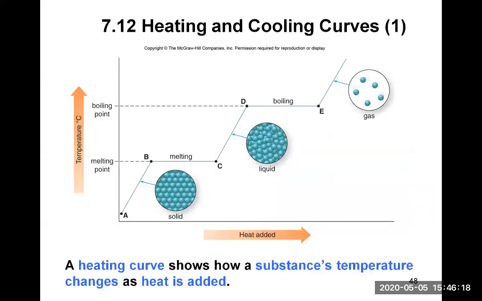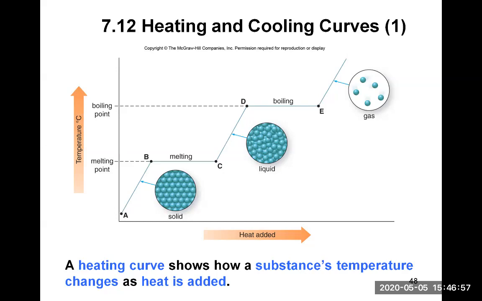So section 7.12, we'll go over a heating curve and a cooling curve. A heating curve shows how a substance's temperature changes as heat is added to the substance. The x-axis here shows how heat is added, so as you go from left to right, we are adding heat. And the y-axis is showing how the temperature changes for the substance. And because it's a heating curve, we are adding heat, so the temperature will increase gradually.